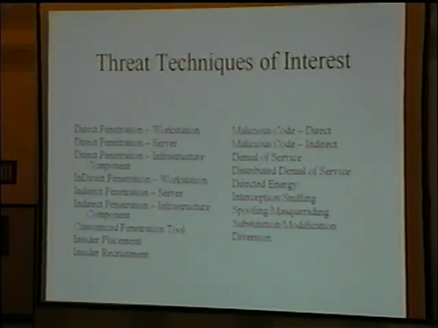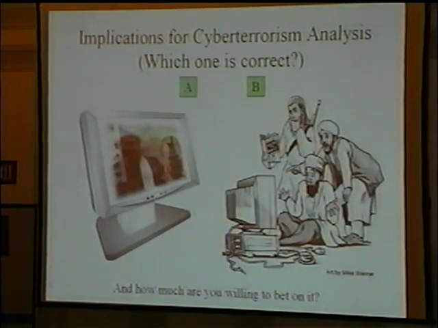You'll see some overlap here, and this is just a listing of the techniques or capabilities that we look at when we go through the risk assessment process. And I'd like to be able to, for each of these different types of attacks, classify an adversary's capabilities against the system. Next slide.